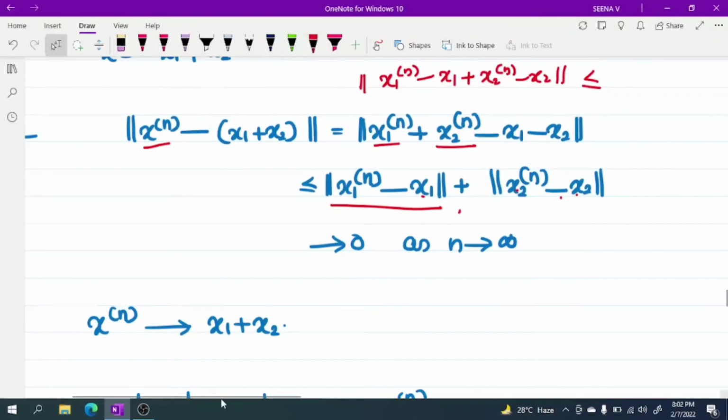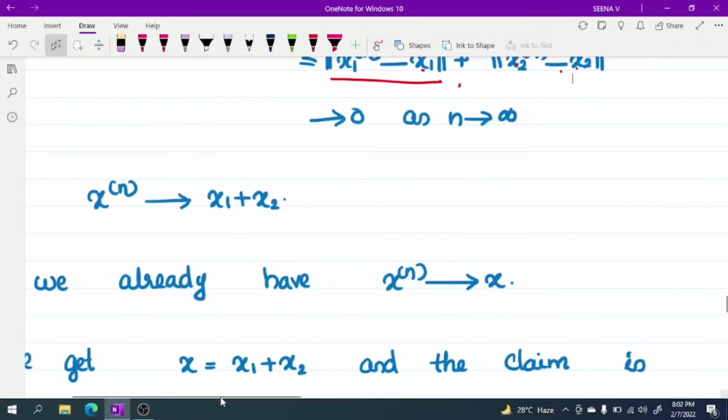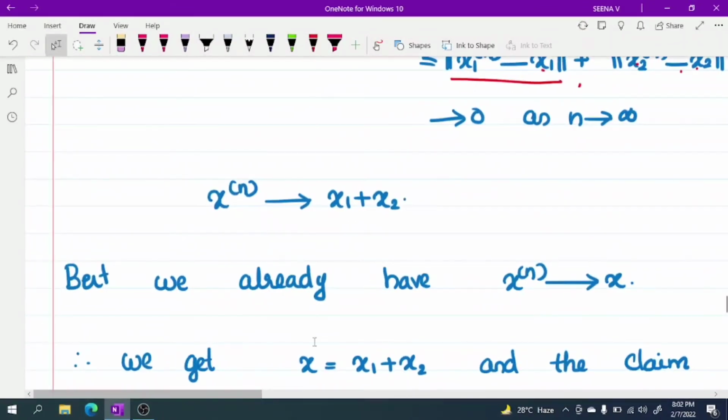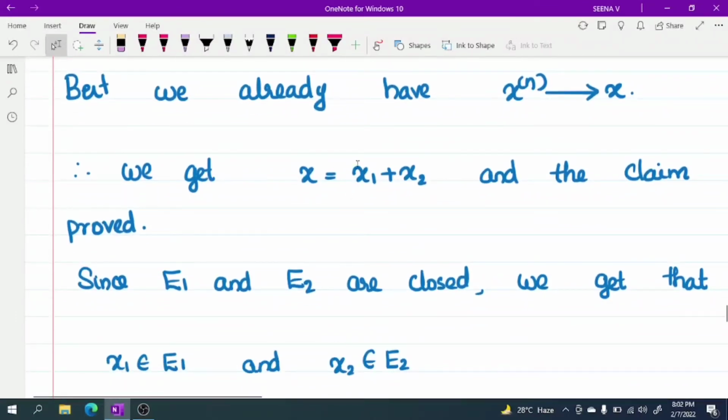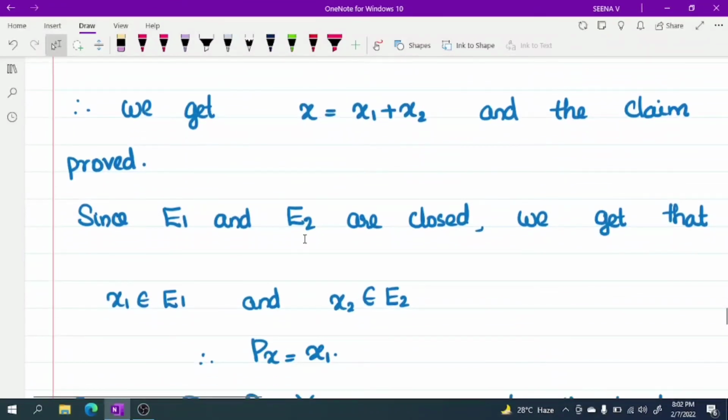From this we get xn converges to x1 plus x2. But we have xn converges to x. Uniqueness of the limit of a sequence implies x is equal to x1 plus x2. Okay, so where is x1? x1 is in E1, x2 is in E2. So x1 plus x2 is in E.